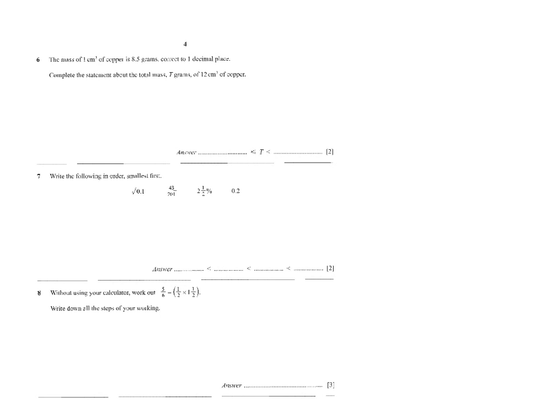Alright, welcome. Question 6. The mass of 1 centimeter cube of copper is 8.5 grams, corrected to 1 decimal place. Okay, so they already rounded it. Complete a statement about the total mass of 12 centimeter cube of copper. And then they say that total mass is going to be bigger or equal to a particular amount, but smaller than another amount. For 2 points, 1 point here, 1 point there.